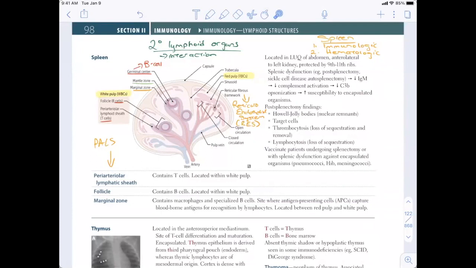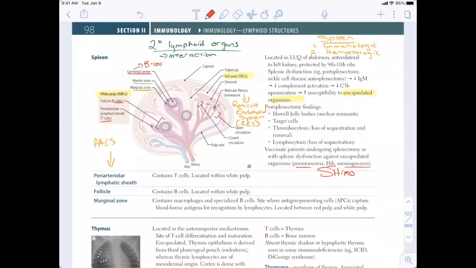Another function of your spleen is actually protection from infections, especially from what's considered to be your encapsulated organisms. This is high yield. And what are your encapsulated organisms? This is what I like to call the SHiN organisms, and SHiN just means your strep pneumo, Haemophilus influenzae, and your Neisseria meningitidis, so your meningococcus. So when you lose your spleen, you lose protection against the SHiN organisms. SHiN is strep pneumo, Haemophilus influenzae type B, and Neisseria.